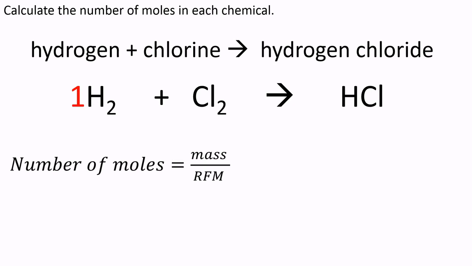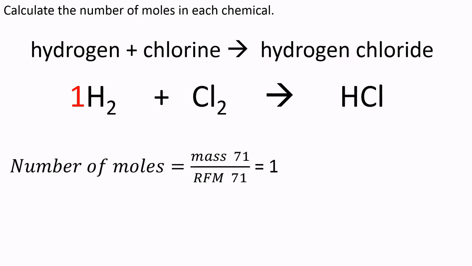Next one, chlorine. The question said it wanted 71 grams of chlorine. So that's the mass. Now divide that by the relative formula mass of a chlorine molecule, well, that's 2 chlorine atoms. And if chlorine's 35.5, as it is on the periodic table, then the relative formula mass of the diatomic molecule is 71. 71 over 71, that's 1.